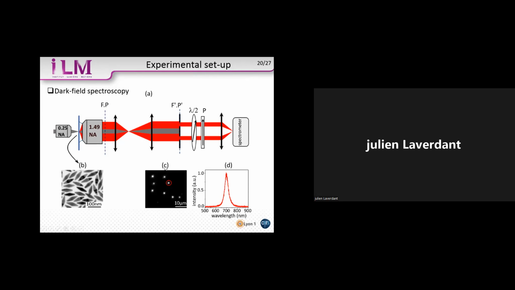You have an example in figure C. You have only bright spots in a very dark background. And the signal to noise can be really high and very interesting. And if you now take one object like this and you make a spectrum, you have the spectrum here of the single gold bipyramid. So with this kind of technique, we can also analyze bipyramids. You don't need anything.